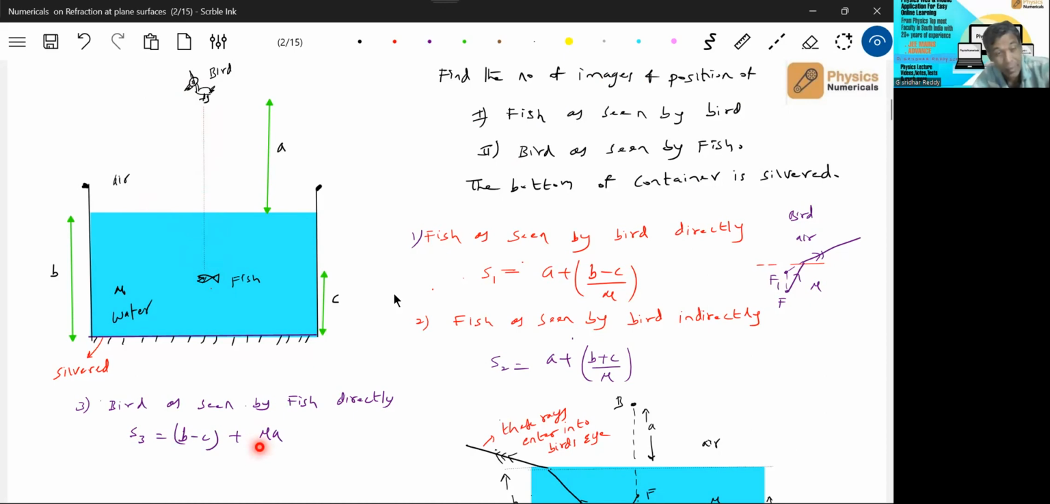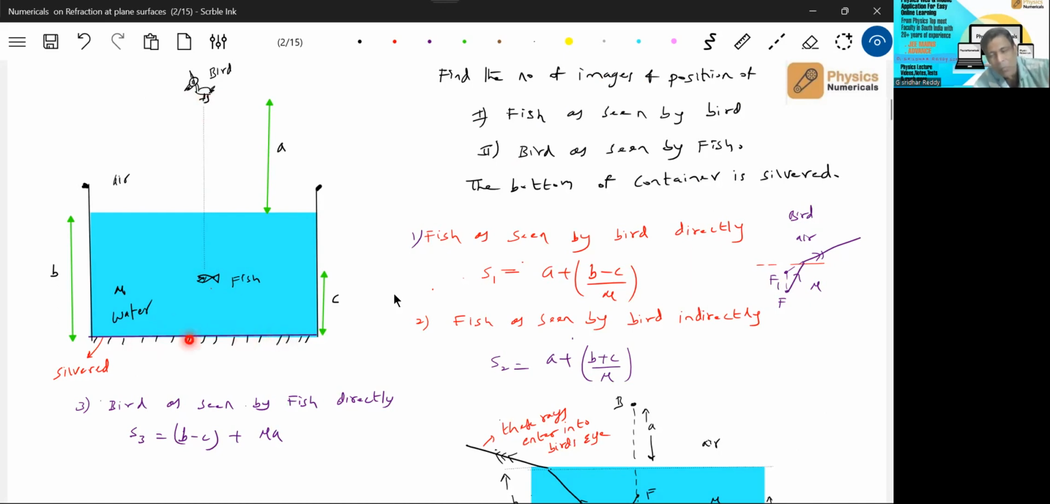Next, the rays emitted indirectly. The rays emitted by the bird first will undergo refraction, then will strike the mirror, then the mirror will form the image, and that image will be seen by the fish. So now, first what will happen? Look at the image formed by the mirror due to the bird. That has to be there.